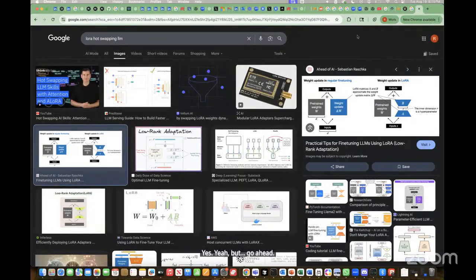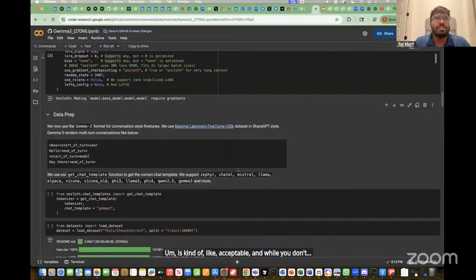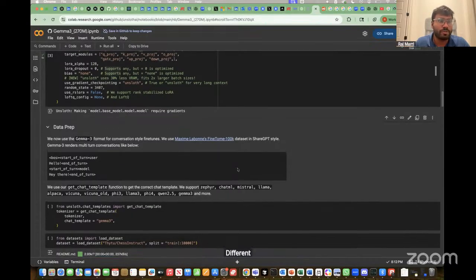And then I was wondering, I know you don't want to get too technical, but is there any intuition you can give me as to why lowering the rank is acceptable? It's just rank. It all depends on different parameters. It's just a parameter you can play around with.